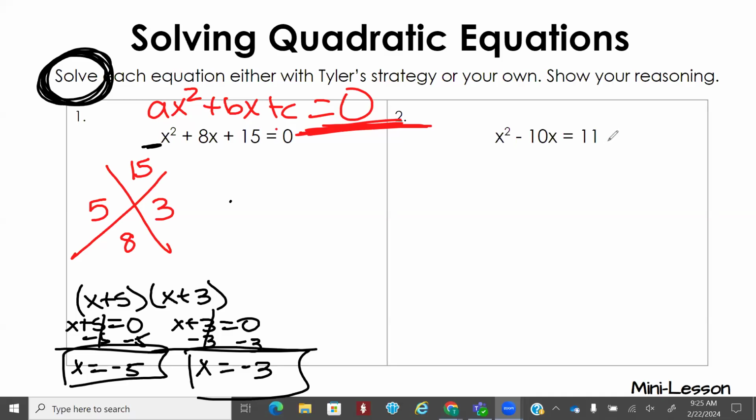It's not in standard form. We've got to move that 11 to the other side. Okay, so we're going to move the 11 to the other side by subtracting. So that's going to be x squared minus 10x minus 11 equals 0. And now we can factor. Can you try this one?